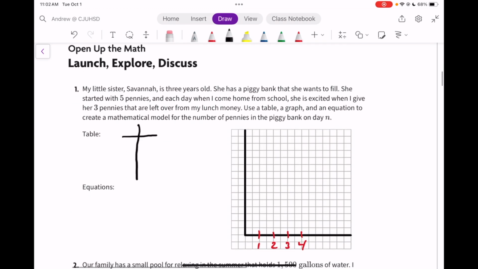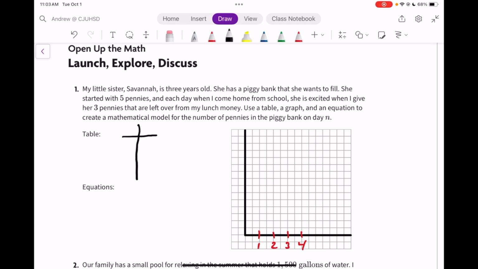So question number 1 talks about a little girl, Savannah. She's 3 years old. She has a piggy bank. She wants to fill it. She starts with 5 pennies, and each day when I, which is I guess the big brother or the big sister, give her 3 pennies left over from my lunch money, she's excited. Use a table, a graph, and an equation to create a mathematical model for the number of pennies in the piggy bank on day n. So remember, a model is simply when we take mathematics and we apply it to the real world.